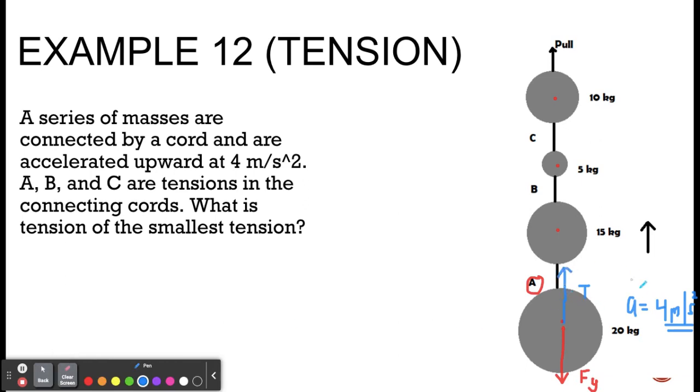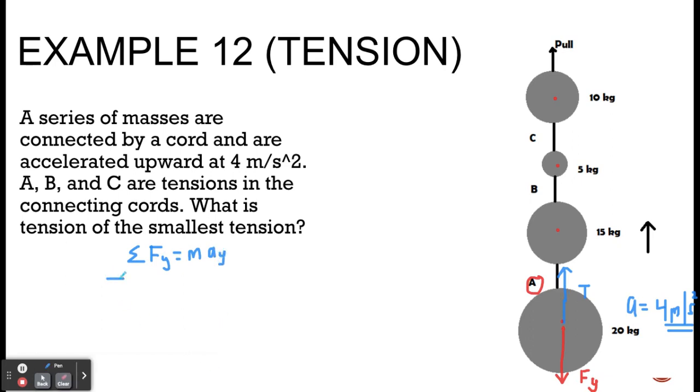For the object to accelerate upward, the net force has to be up in that direction of acceleration. So here we're going to sum the forces in the y direction, set them equal to mass times acceleration in the y to find the tension. So we're going to have tension minus the force of gravity, which is mass of the object times gravity. That's going to be equal to mass times the acceleration in the y. To get the tension by itself, we'll add m times g to both sides of the equation.